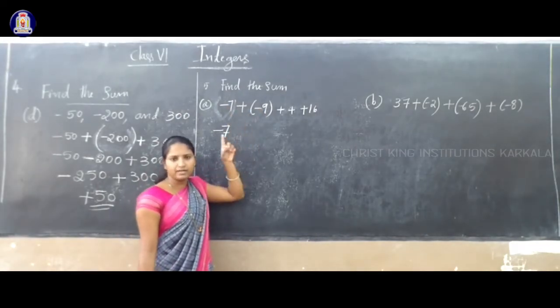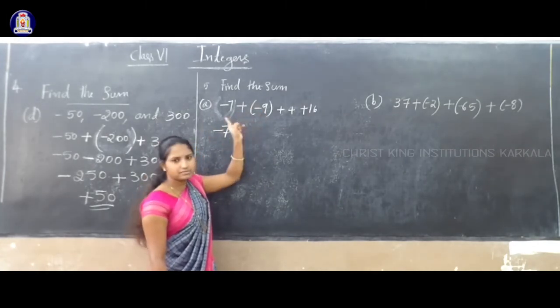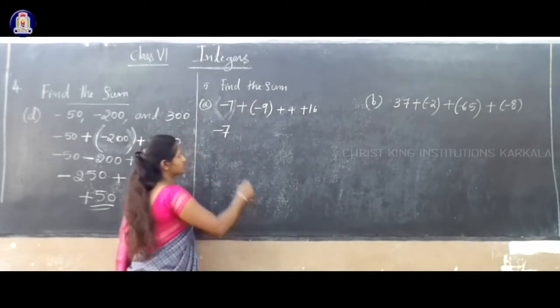So how to multiply this sign? Plus into minus. You know the rule. Bracket means multiplication. So multiply the signs: plus into minus is minus.